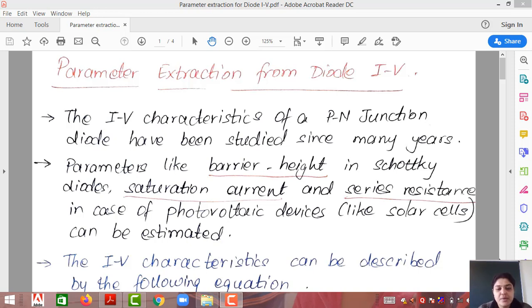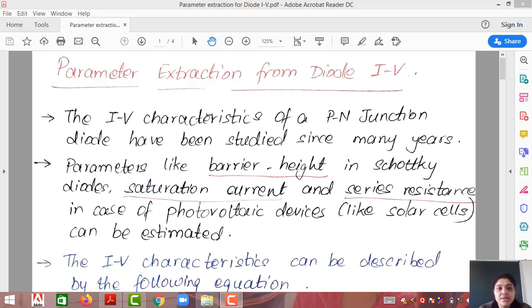But in this method, we are going to study the voltage as a function of current. What exactly is the IV characteristic and what all parameters can be determined from the diode? Let us discuss further. The current versus voltage characteristic of a PN junction diode has been studied for many years. This is a type of measurement which is very useful for the measurement of barrier height in case of a Schottky diode.